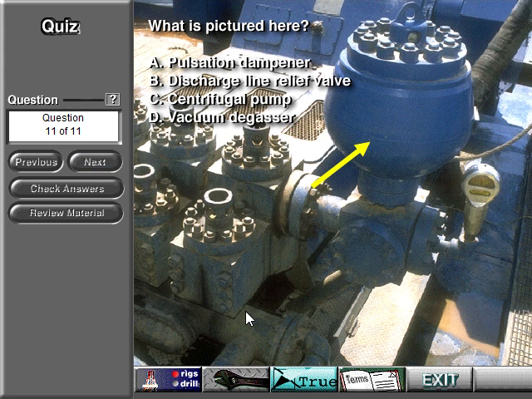What is pictured here? A. Pulsation dampener. B. Discharge line relief valve. C. Centrifugal pump. D. Vacuum degasser. Good work. This is a pulsation dampener on a mud pump.